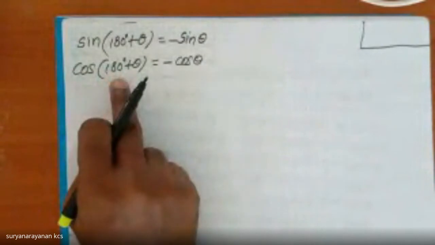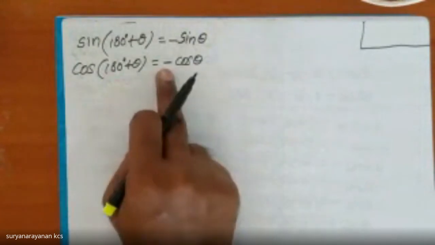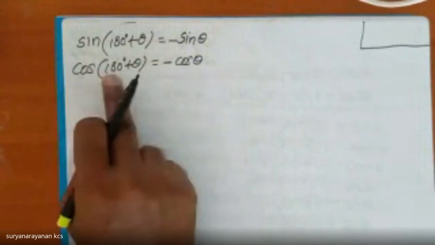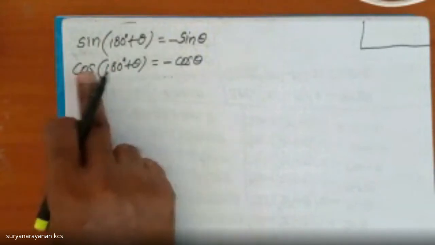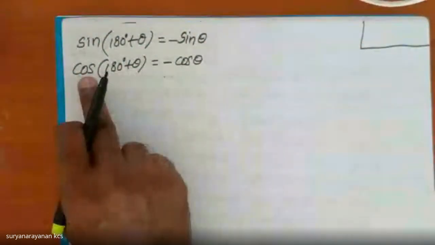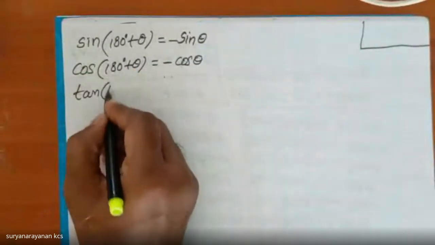This angle lies in the third quadrant. In the third quadrant, tan and its reciprocal cot, only these two trigonometric functions are positive and all the remaining trigonometric functions are negative. So we kept here minus. And moreover, here the angle is written as a combination of 180 degrees plus, so the trigonometric function does not change. We write cos as it is, cos theta. Understood this point, my children?